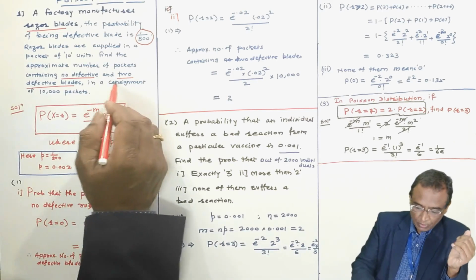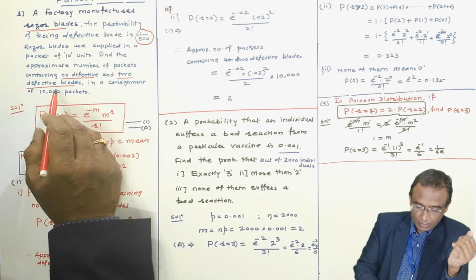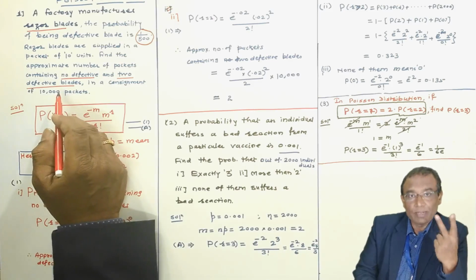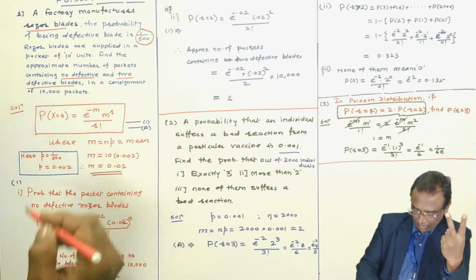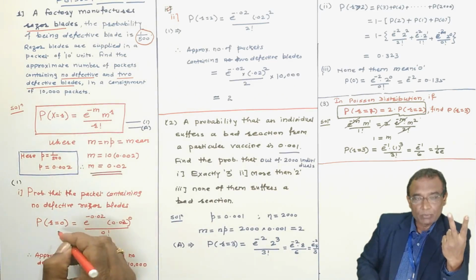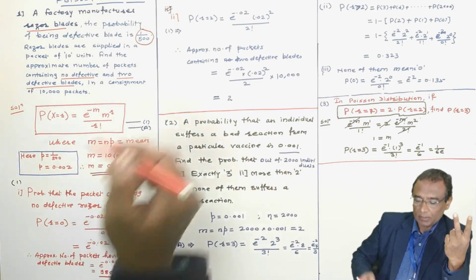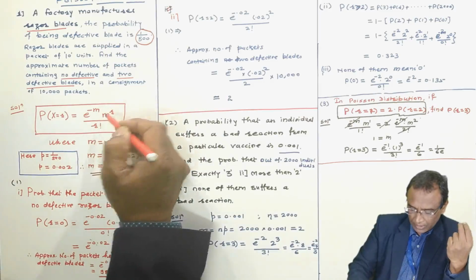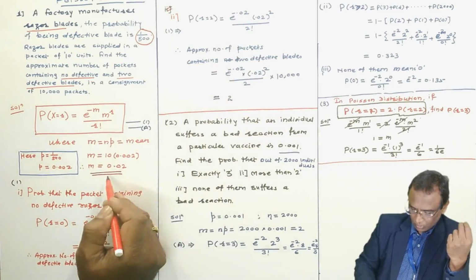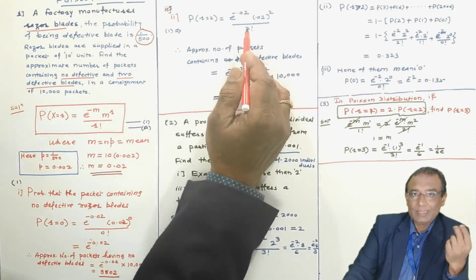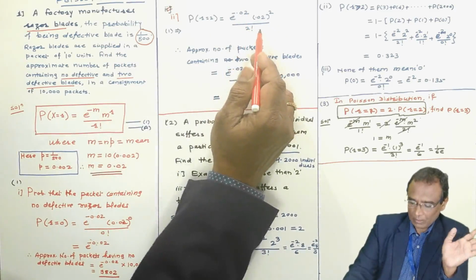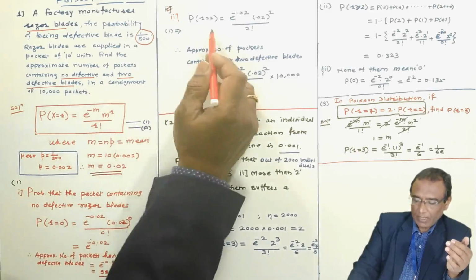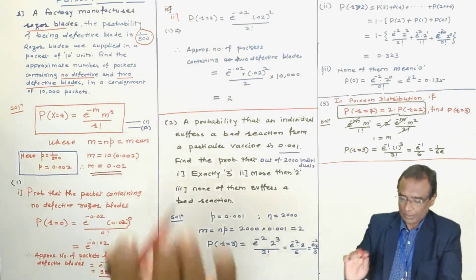Second question, we want the number of packets containing exactly 2 defective blades. Here we discuss 0 defective blades. Now 2 defective blades. Simply put R equal to 2. Here R equal to 2, M is known to you, 0.02. Only 2 things are required here, M and R, that's all. And M, R we get from the question, and M we get from N into P, that's all.